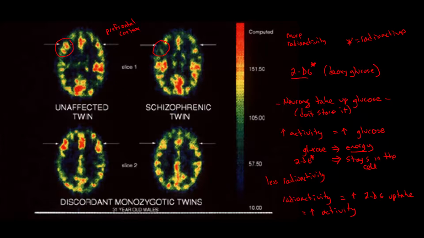Okay, so what we can conclude is there's more radioactivity in the unaffected twin. It's because it took up more 2-deoxyglucose. Why do we have more 2-deoxyglucose? Because neurons in this part of the brain are more active than they are in the schizophrenic twin. Okay, so using two different techniques, we found the same result, that there's less activity in the prefrontal cortex of schizophrenics than non-schizophrenics.